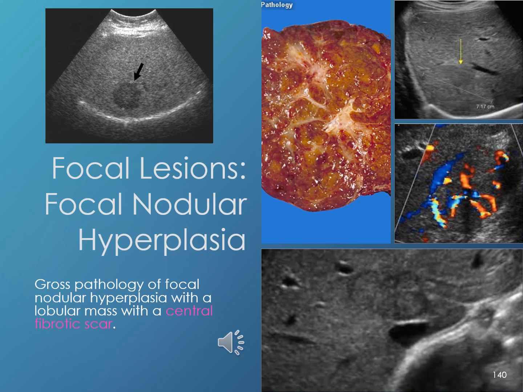A focal nodular hyperplasia is going to have well-defined borders. It's going to be variable in echogenicity, hyperechoic to isoechoic to hypoechoic. It's going to have a central scar, which you might be able to see if you look really closely at that B mode, especially the upper picture here, that one that's measured at 7.2 centimeters. But one of the distinguishing features about focal nodular hyperplasia is the color.